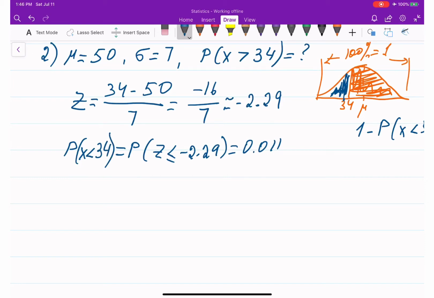So 0.011. Okay, now we found 0.011 is this blue area. Probability 0.011. So to find this orange area, we are going to do 1 minus 0.011, and we will get, how much will it be? That's right, 0.989.